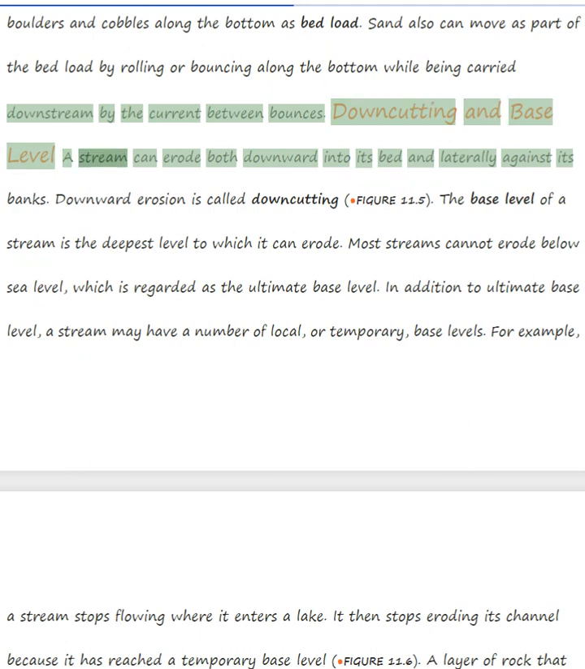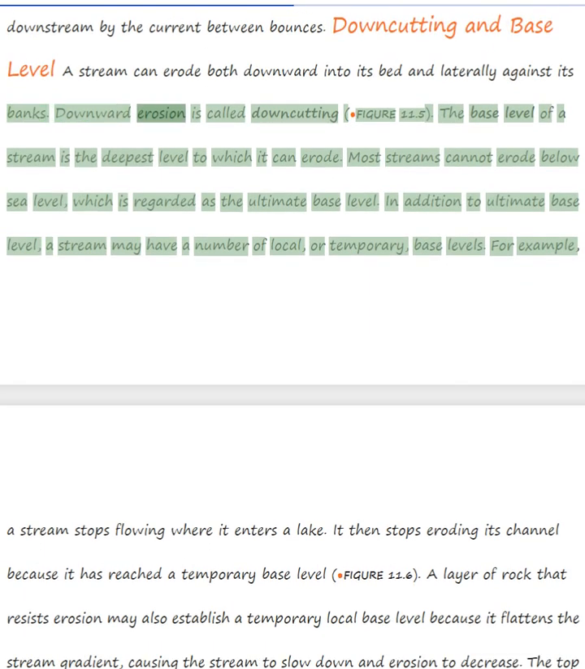Downcutting and base level. A stream can erode both downward into its bed and laterally against its banks. Downward erosion is called downcutting. The base level of a stream is the deepest level to which it can erode. Most streams cannot erode below sea level, which is regarded as the ultimate base level. In addition to ultimate base level, a stream may have a number of local, or temporary, base levels.